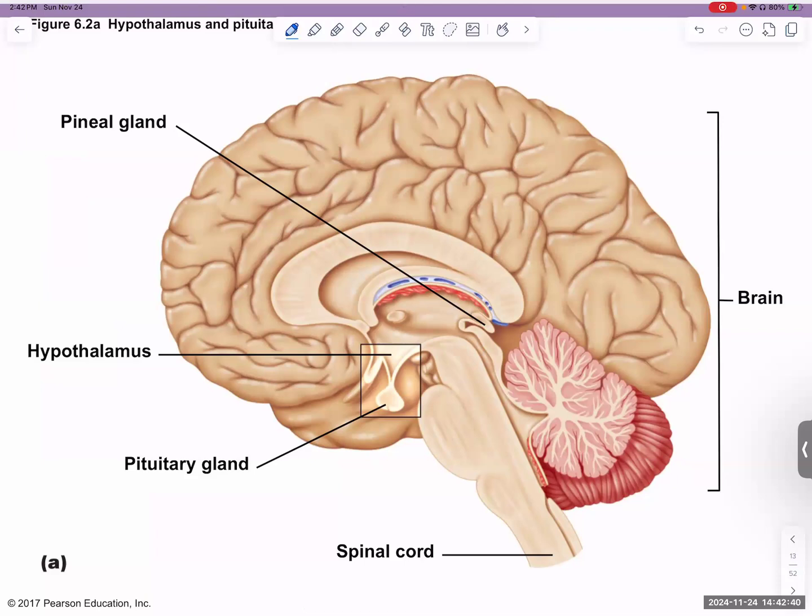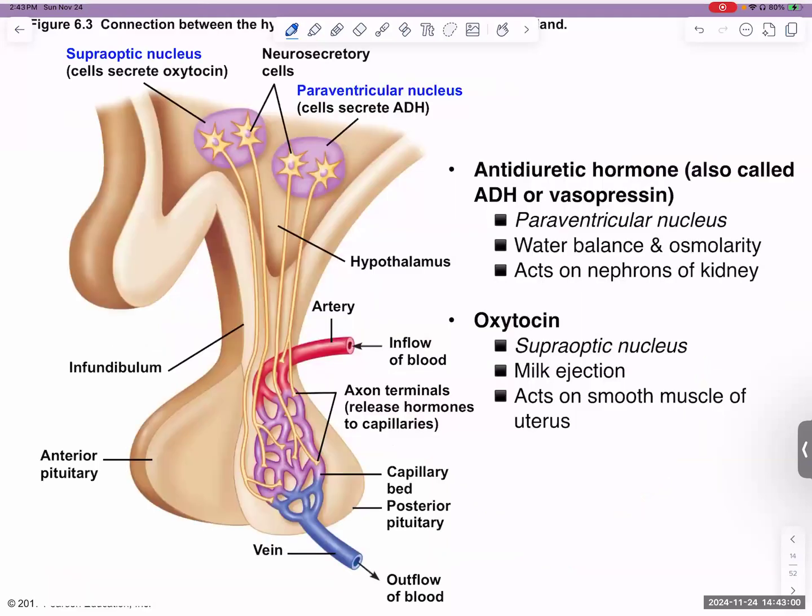This is just showing you where the hypothalamus is in the brain. If you remember, this is the thalamus or thalamic nuclei. And then below the two thalamic nuclei, you have the hypothalamus. There's a little infundibulum or connection to the pituitary gland right beneath it. And when you look at the hypothalamus here, you can see the supraoptic nucleus secreting oxytocin and the paraventricular nucleus secreting antidiuretic hormone. They're producing it here.